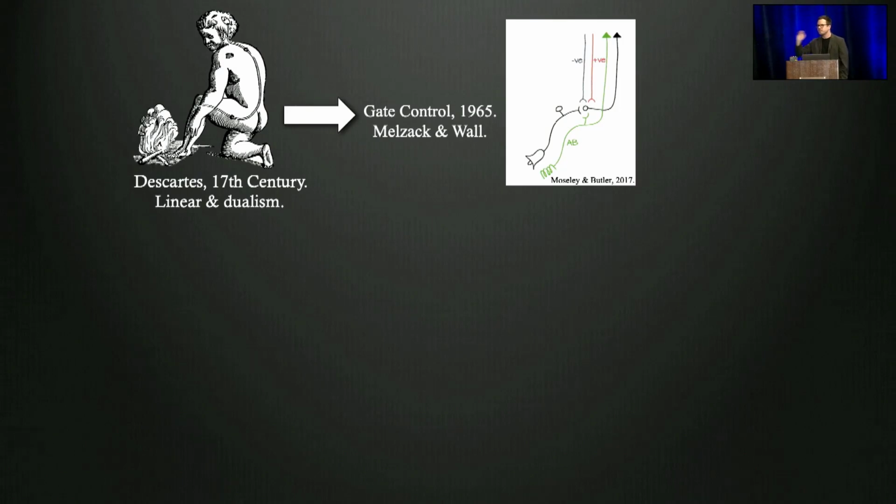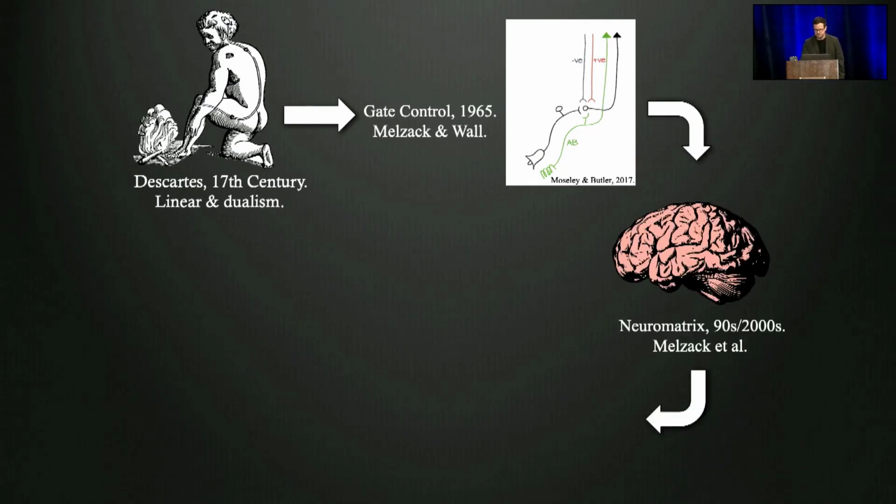Then Melzack and Wall said, not so fast. It's not just a simple linear path up to the brain. We can actually have modulation at the level of the spinal cord. So danger signals or these nociceptive signals can be modulated at the spinal cord. I think most of you have heard about this theory. And they also argued that the brain isn't just some sort of passive organ. It can actually exert anti-nociceptive effects, so it can actually modulate those signals as well. This led to a lot of excitement about the brain. People saying, well, pain is all in the brain, it's ultimately in the brain. We need to study the brain to really better understand pain.